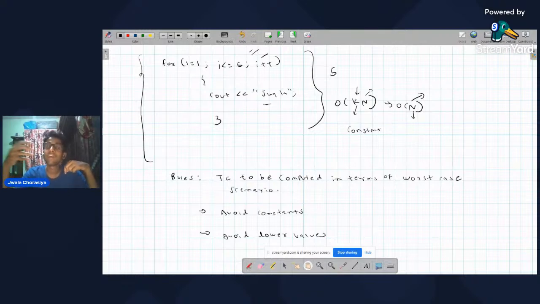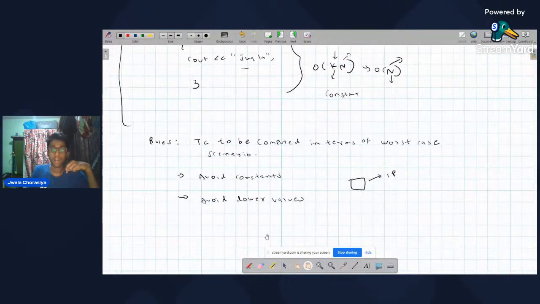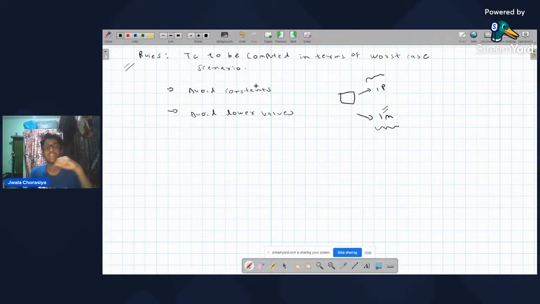Let me explain why we always talk about the worst case scenario with an example. Let's say you have made some product, a website or something, for one person, and the same product for 1 million people. What would you want: that the product works only for one person, or for 1 million people? That's the large scale case, and time complexity helps in working at a large scale. That's why we write the time complexity for the worst case scenario. So just remember these three important points: compute time complexity in terms of the worst case, avoid the constants, and avoid lower values.